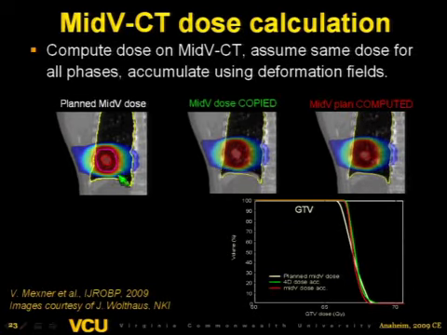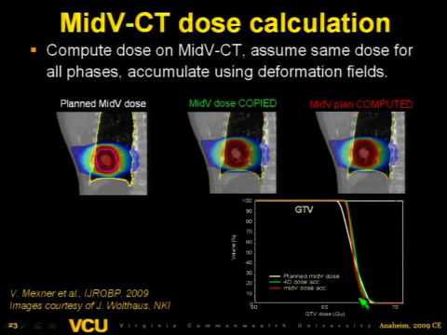Then they took this plan and the dose from the mid-ventilation dataset and simply copied this dose onto all datasets that were available, and then accumulated the doses on the reference dataset by the methods described previously. And then in the third scenario, they took the plan from the mid-ventilation dataset and actually computed doses on all the datasets available and then accumulated doses. So obviously, doing the dose computation on all datasets would be the gold standard for this study.